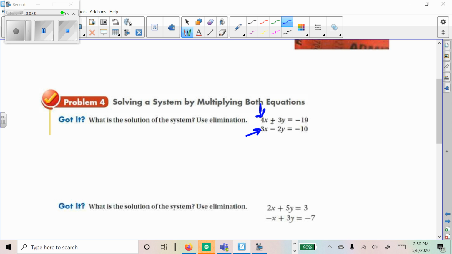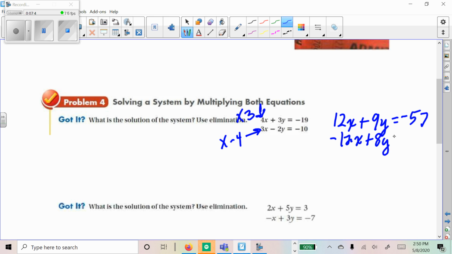Now, personally, I'd rather add, so I'm just going to change it up a little bit. I'm going to multiply the top row by 3 and the bottom row by negative 4. Now, this is really cool. So the whole top row by 3 gives me 12x plus 9y equals negative 57. And multiplying the whole bottom row by negative 4 gives me negative 12x. Now that's what I wanted. Notice I have opposites there now. Negative 2 times negative 4 is positive 8y. Negative 10 times negative 4 is 40.